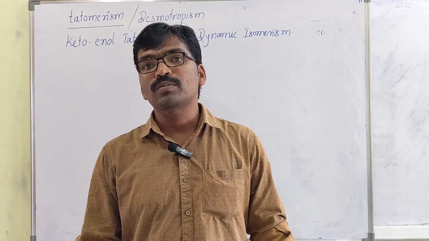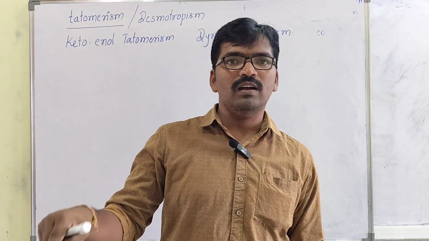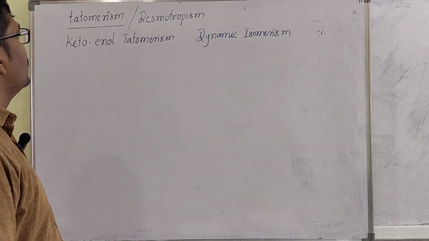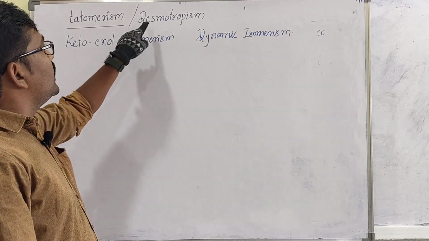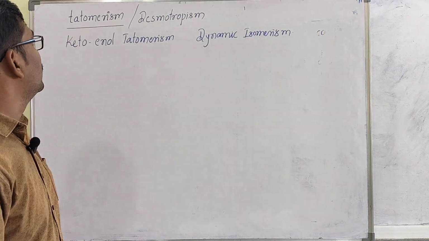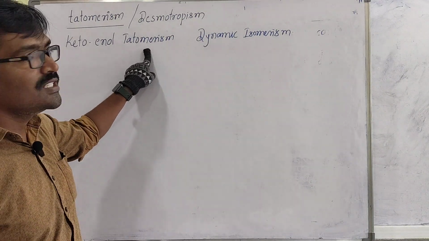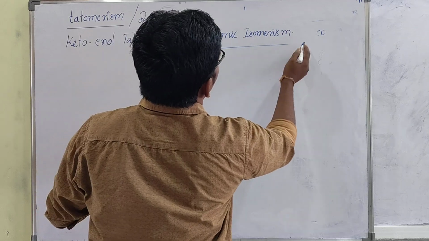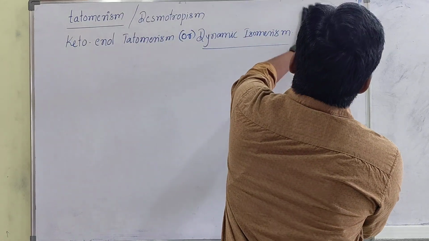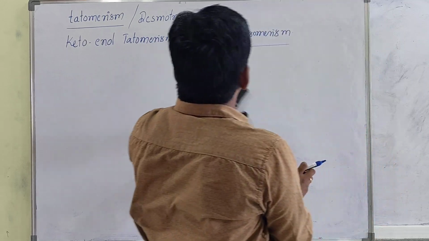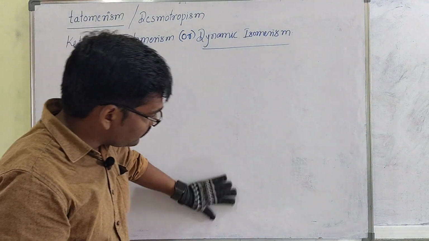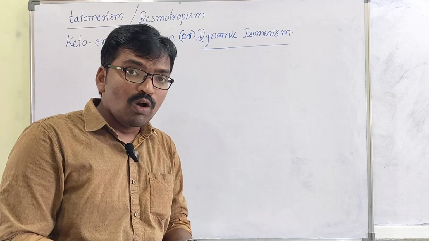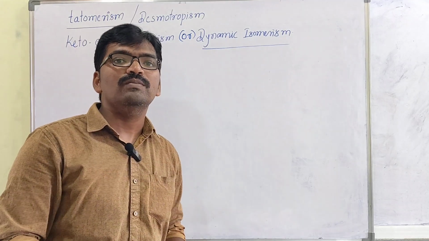Today's topic is Tautomerism. In isomerism, one of the topics is Tautomerism. First, look at what tautomerism is. Tautomerism is also called desmotropism, keto-enol tautomerism, or dynamic isomerism. We have to see what tautomerism is, how it is exhibited, what the conditions are to exhibit tautomerism, and what exception cases are present in tautomerism.